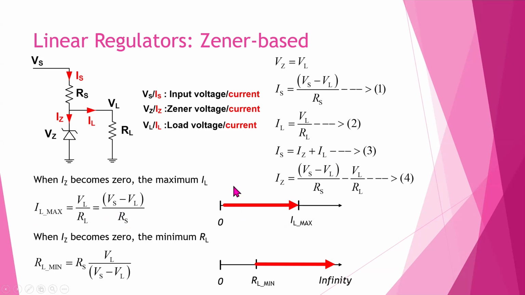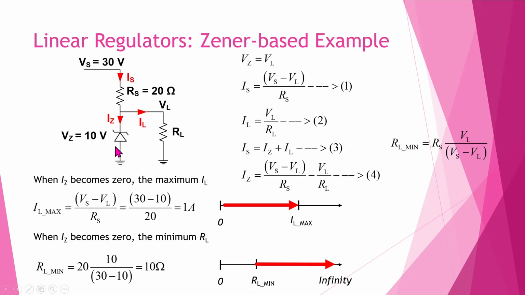Here is the variation of the load current. It has an upper boundary, which is the maximum load current given by this equation. So the current can change from 0 to that upper value. And also we can obtain the minimum load resistance, which is given by this expression. So the load resistance also has a range that can start from the minimum value, then it can go to a very large value.